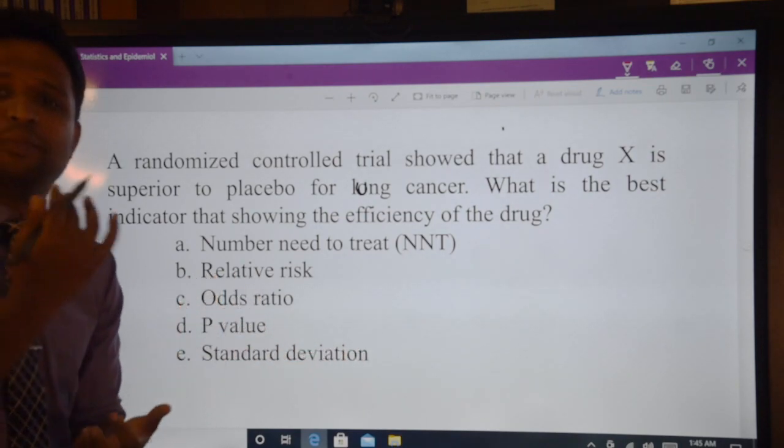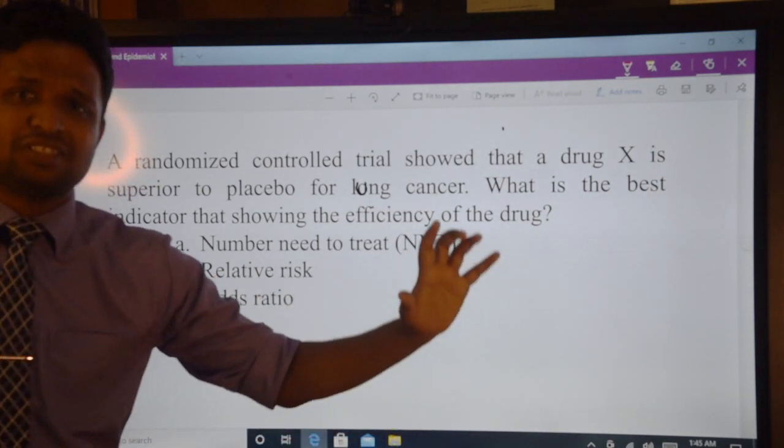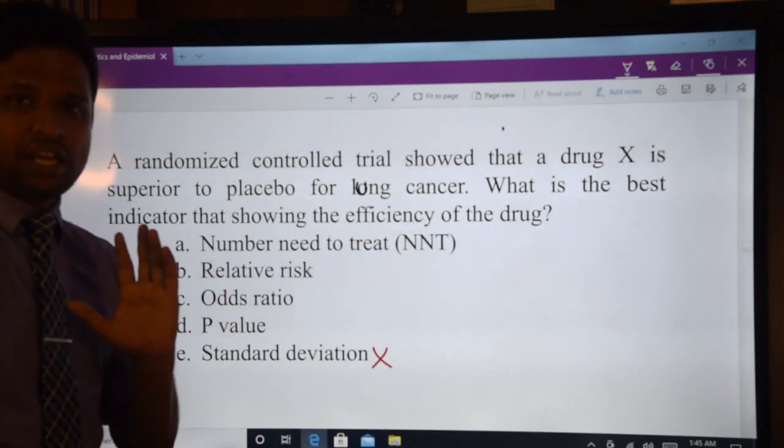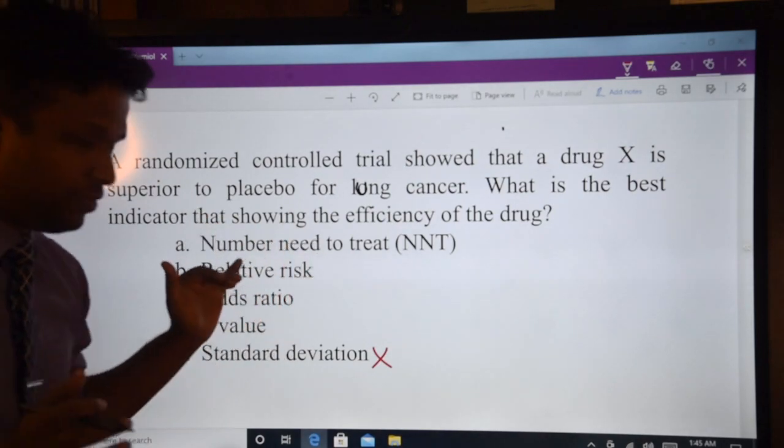Standard deviation is a measure of dispersion. We are going to measure the dispersion. So this answer is out. P-value, you can determine whether there's a difference or not.